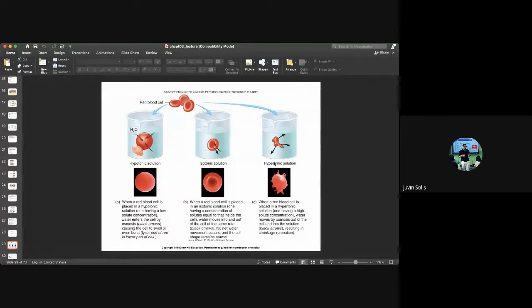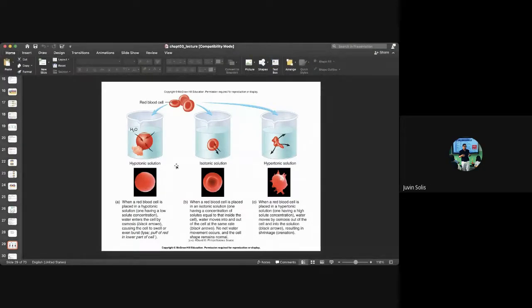So for example, this is your RBC, the red blood cell. And what is happening here if we put RBC in a hypotonic solution? As you can see here, because it is hypotonic, the cell is actually swelling. So there's a tendency that it will, burst po. Yes, it will burst.